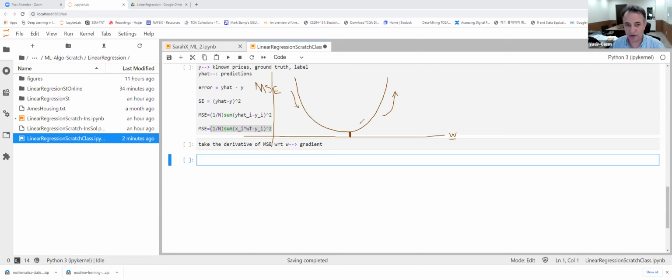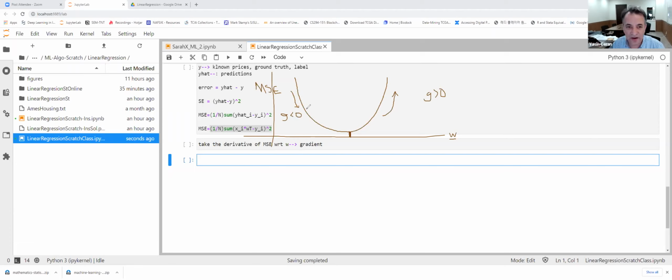If your gradient is greater than 0, then you are climbing. That means you are running away from the minimum. If your gradient is less than 0, that means you are actually going down the hill.